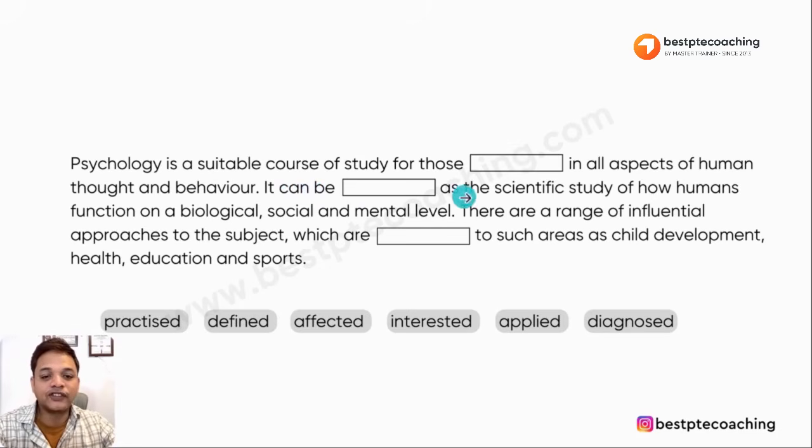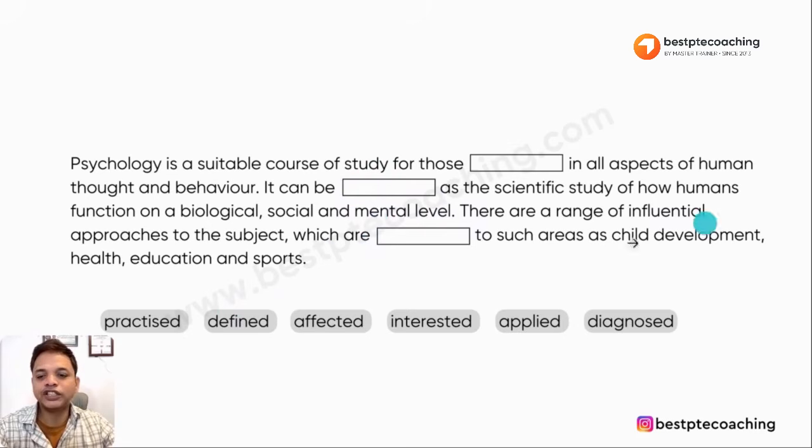It can be blank as a scientific study of how humans function on a biological, social, and mental level. This looks like a definition, right? So maybe the correct answer situationally is defined. Defined is the answer situationally.